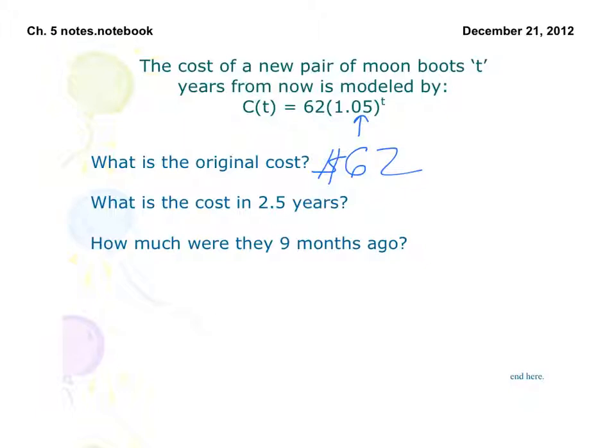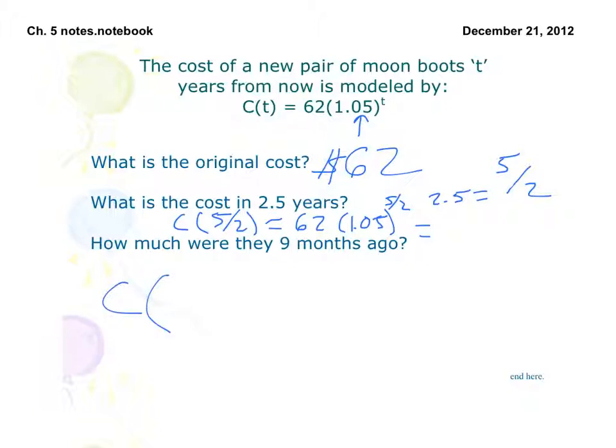And here's a question where we need a rational exponent. What is the cost in 2.5 years? Yesterday, with integer exponents, I could not answer this question. Now I can. 2.5 is 5/2. So I'd have 62 times 1.05, and then there's my rational exponent. I'd raise that to the 5/2 power to get the cost after 2.5 years. I'm not limited to the nearest whole year, which we were before. We'd be limited to just talk about exponents that were whole numbers.